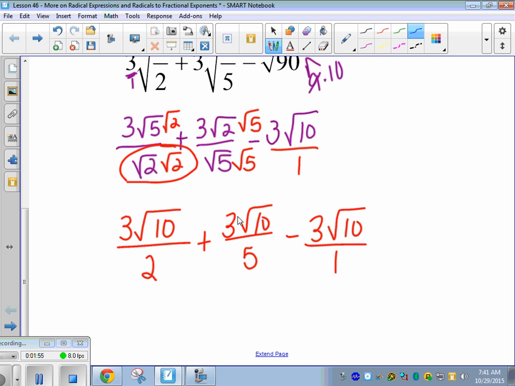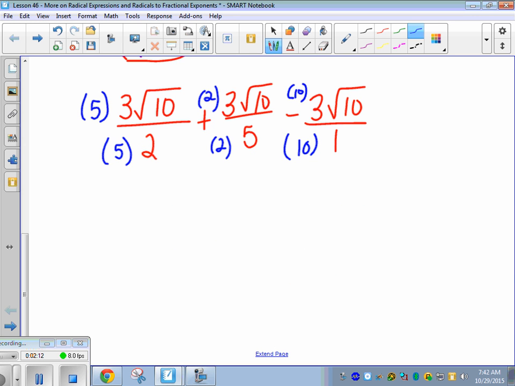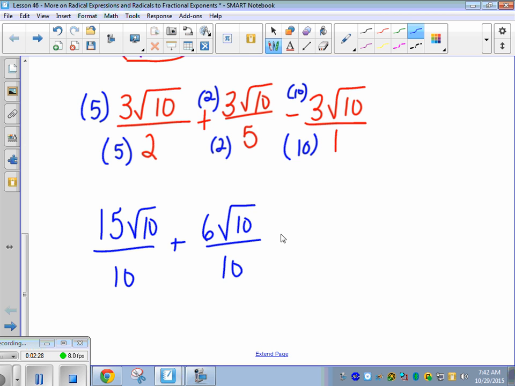Yeah, we need common denominator. So I'm going to multiply this one by 5 over 5. And I'm going to multiply this one by 2 over 2. And what should we multiply this last one by? We need 10. So 10 over 10. Okay, these numbers multiply to the outside numbers, not the inside numbers, because they're not radicals. So I have 15 root 10 over 10 plus 6 root 10 over 10 minus 30 root 10 over 10.